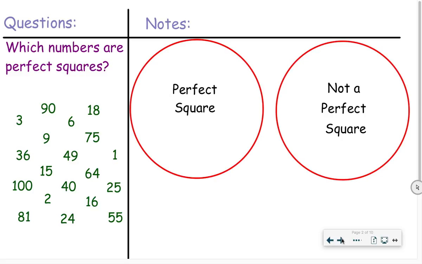So I'm going to start with some perfect squares. 100 is a perfect square because 10 times 10 is 100. 36 is a perfect square, 6 times 6 is 36. 81 is a perfect square, 9 times 9 is 81. 16 is a perfect square, 4 times 4 is 16. 49 is a perfect square, 7 times 7 is 49. See if you can bring a couple of the other ones over as well if you want to.